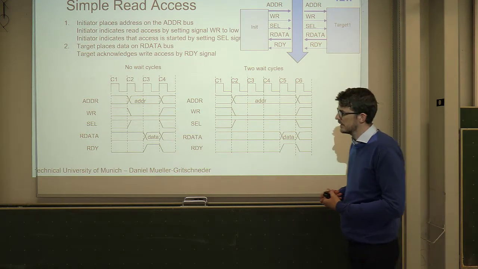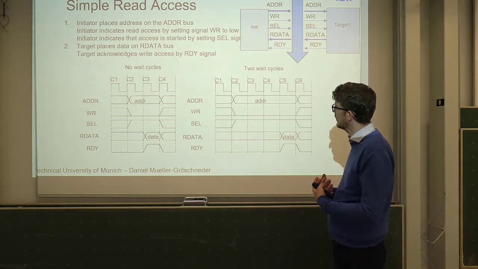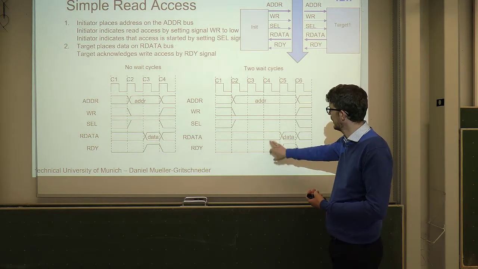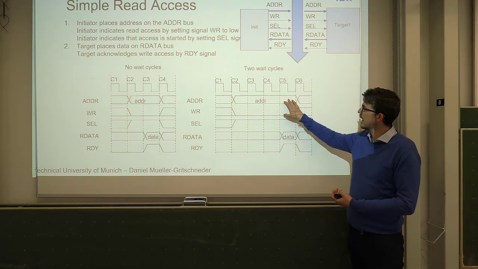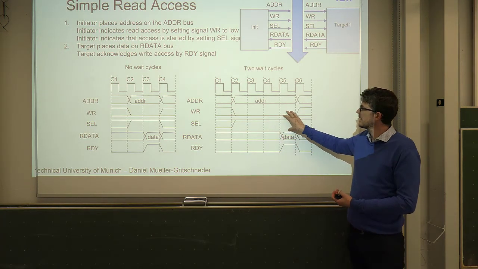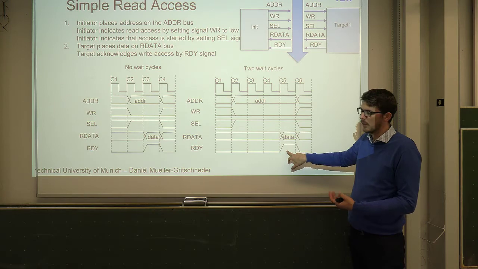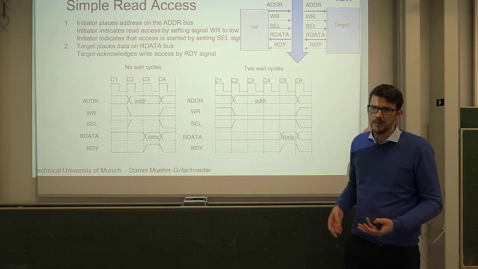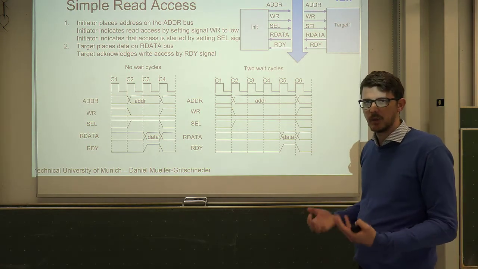Again, what can happen is that the target needs some time to get this value, right? So it will not respond in 1 clock cycle. So again, we have here 2 wait cycles where nothing is happening. And then again, the initiator just has to keep the address up, keeping the access high, saying, okay, I still want to do this access. It's a read access, I have the selection high. And then it just waits until the acknowledge is coming, and then it knows, okay, now the data on the read data bus is valid, and I can read it, and this is the response to my access request for reading.